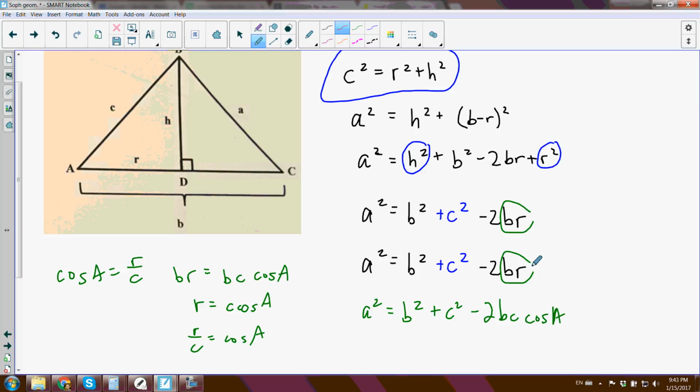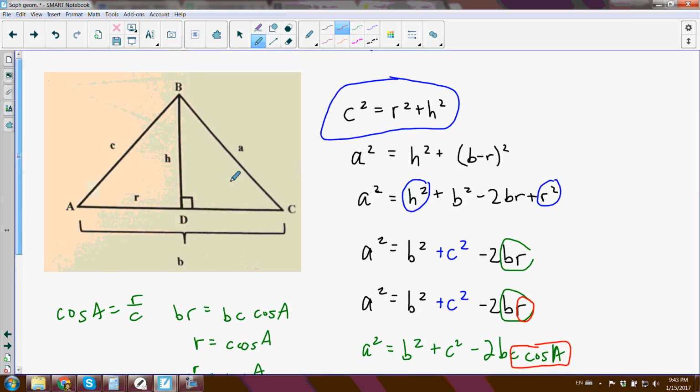because this is c times the cosine of angle A. Hope you followed that. And the other question about the two other forms, well, the two other forms would just be, so c squared would equal a squared plus b squared minus 2.